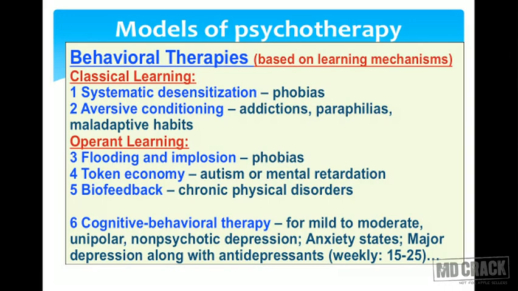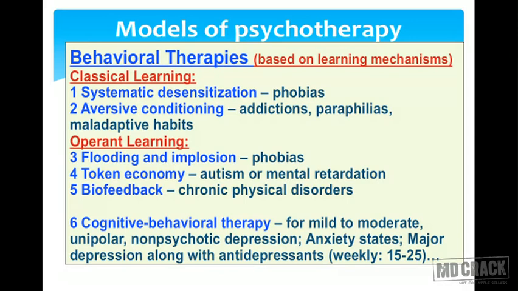Based on operant learning, or trial and error learning, you have three mechanisms. Flooding and implosion is useful for phobias. Token economy is useful in conditions of autism or mental retardation to encourage the good behavior, the desired behavior, from the patient. And the next one is biofeedback, which is useful for chronic physical disorders in which the patient himself can monitor what's happening to his investigation, what's happening to his examination, and can learn through the operant mechanism.